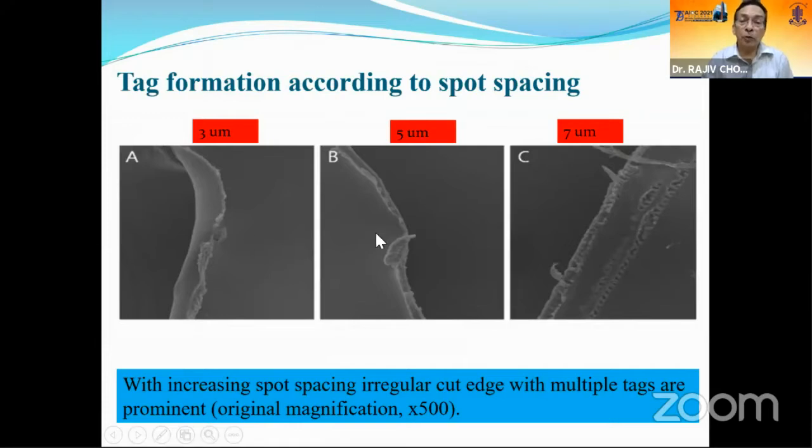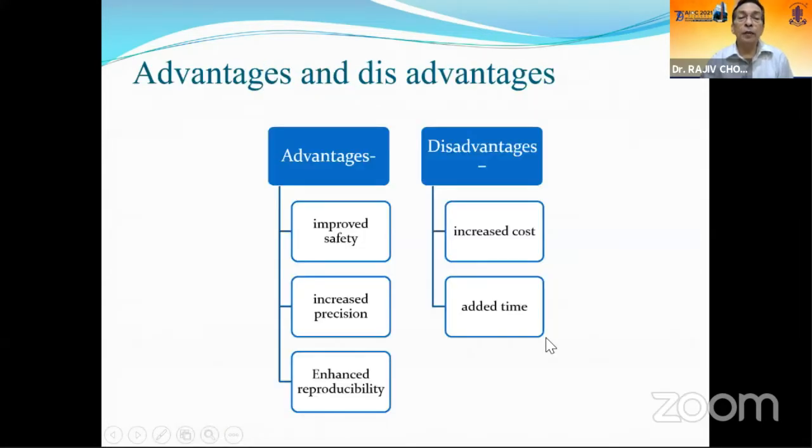This is the histopathological appearance of the 3 micron placement, 5 micron placement, and 7 micron, which gives more tags. So you have to weigh the advantages and disadvantages. There is an increased cost and added time, but it increases your precision, enhances reproducibility, and improves safety.